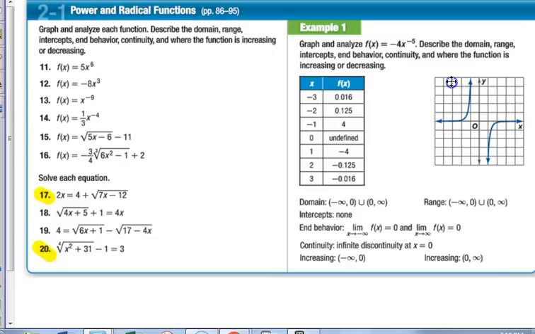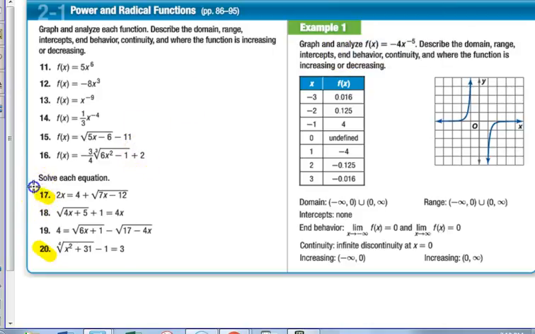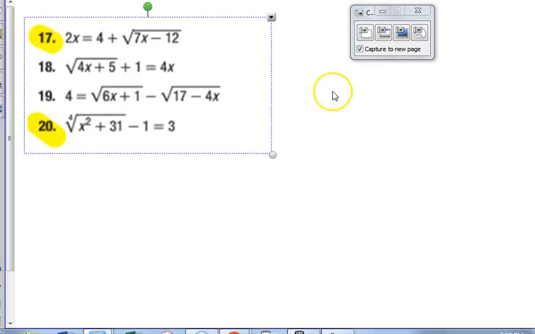Let's talk about this number 17. Let me take a picture and make it bigger. It's not as bad as it looks. I'm going to take a picture of all of this. Let's get 20 out of the way first. Number 20, what would you do first? Add the 1.